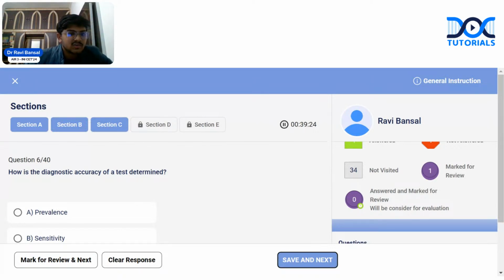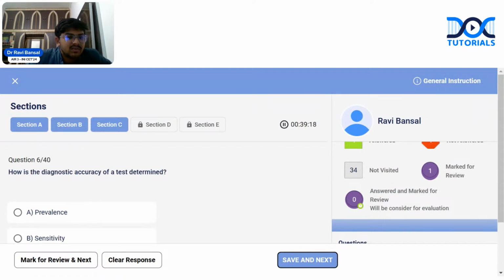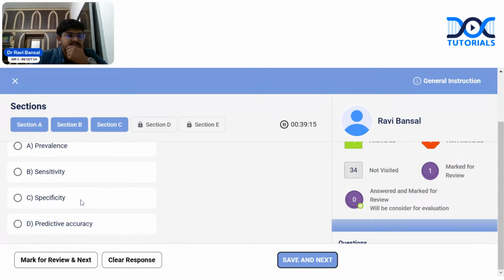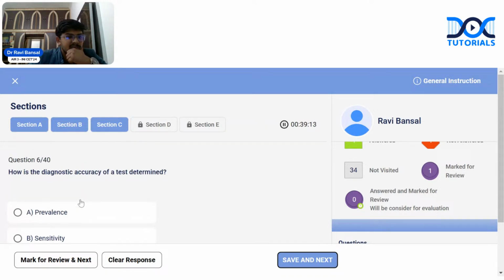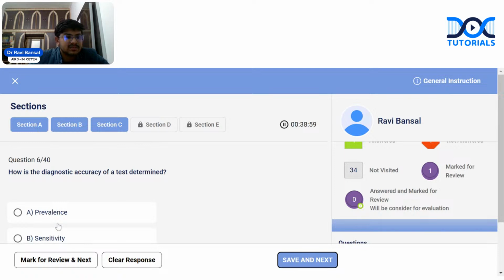So, how is the diagnostic accuracy of a test determined? The diagnostic accuracy of the test depends on sensitivity, specificity, prevalence. Hmm, I'm not sure about this question, but sensitivity and specificity are out. Predictive accuracy, diagnostic accuracy, prevalence. I will skip the question.